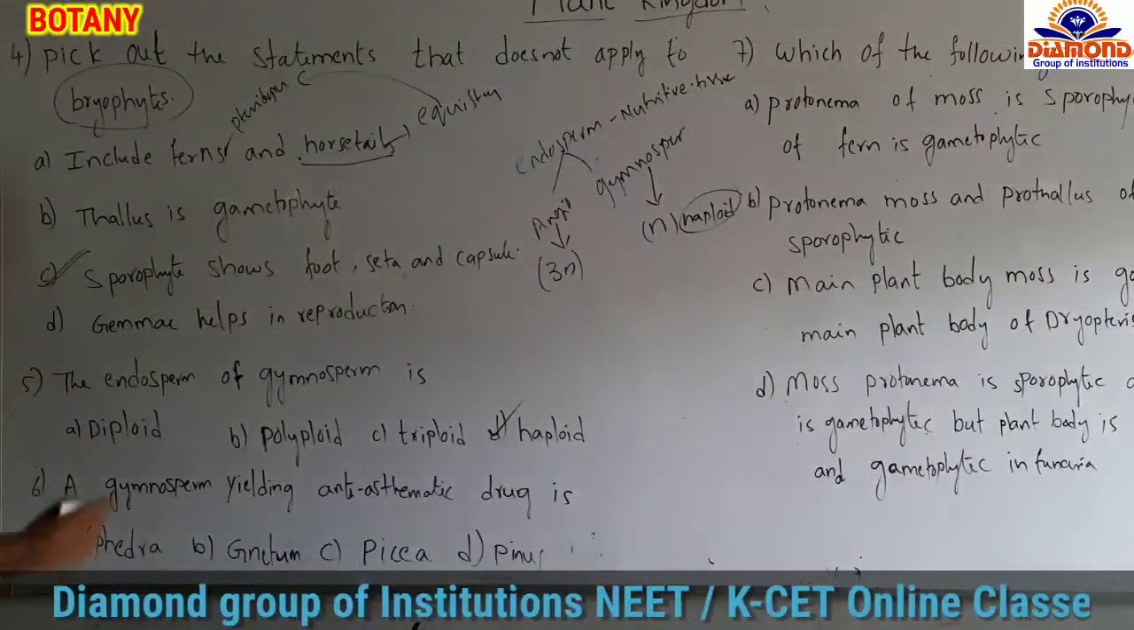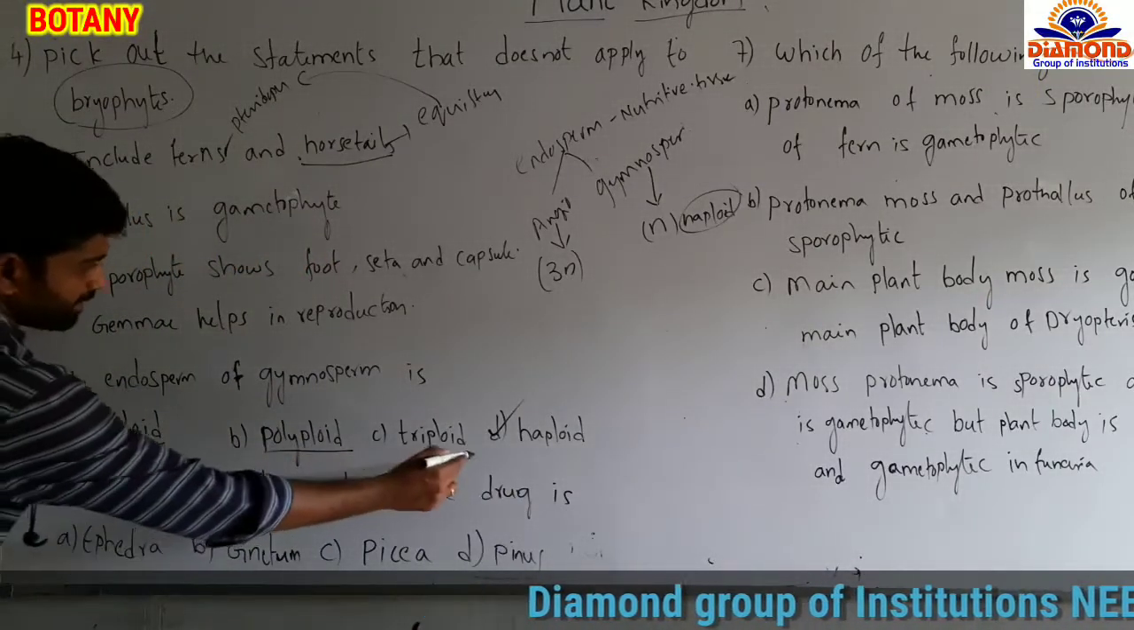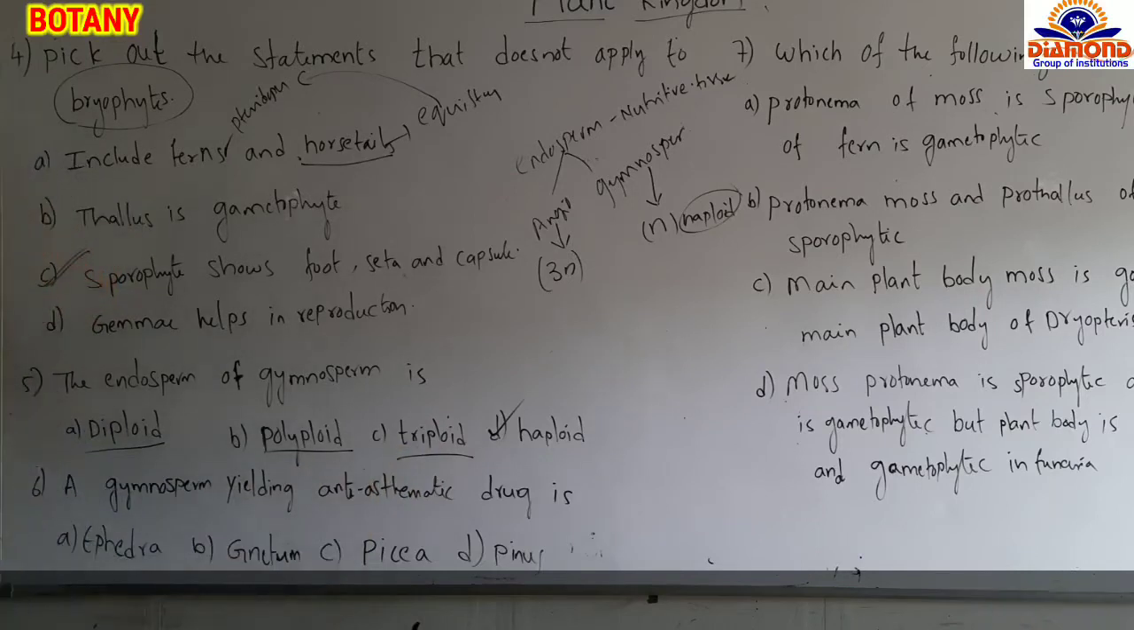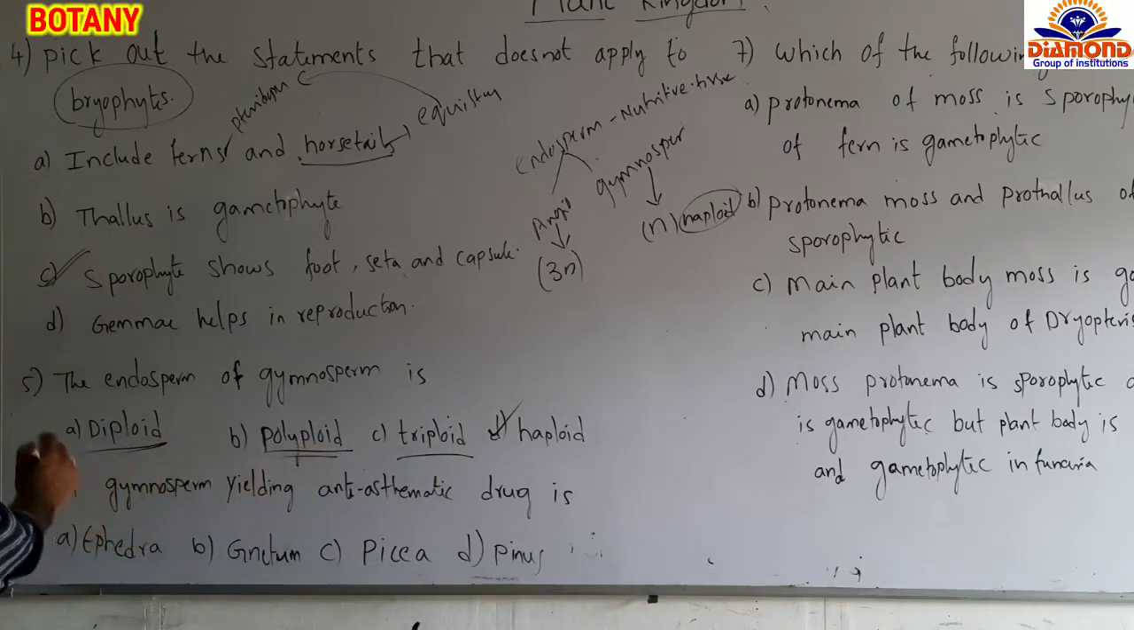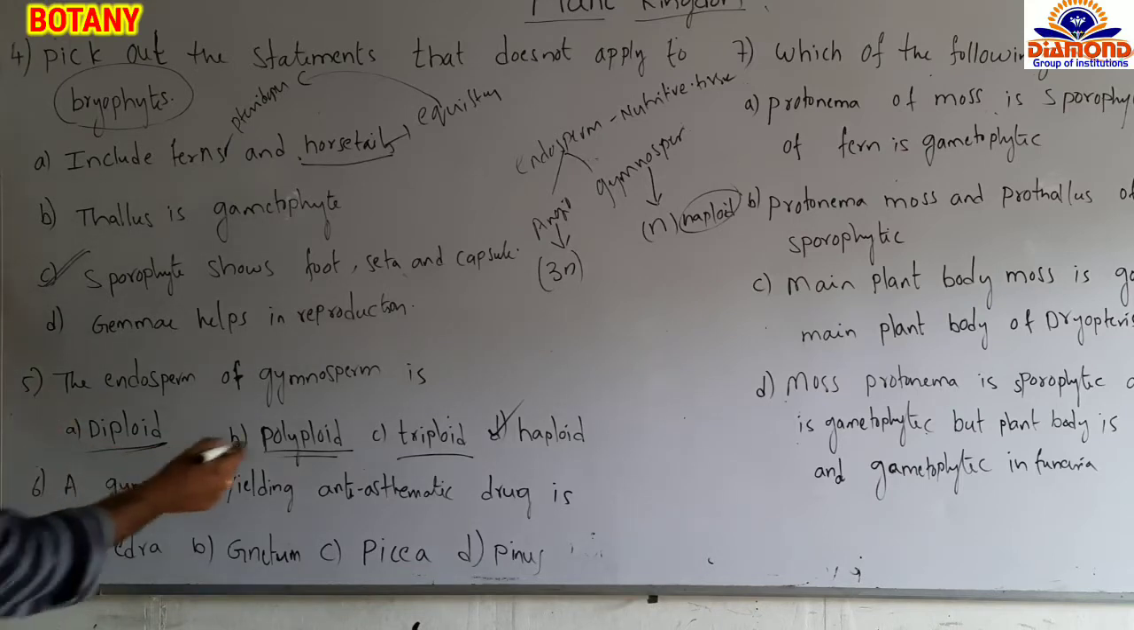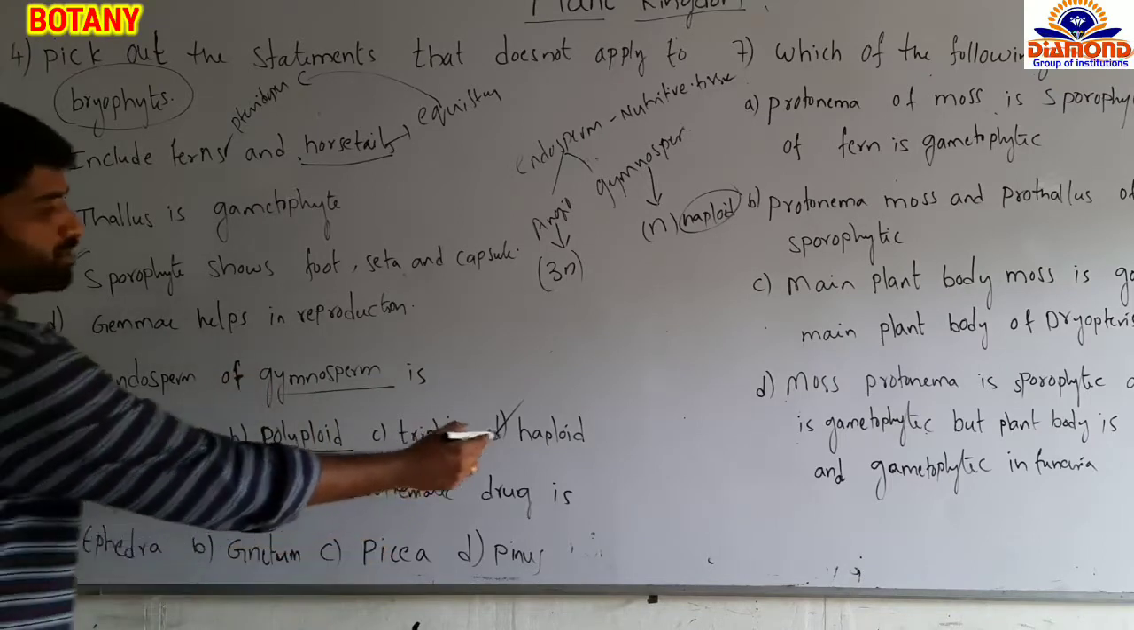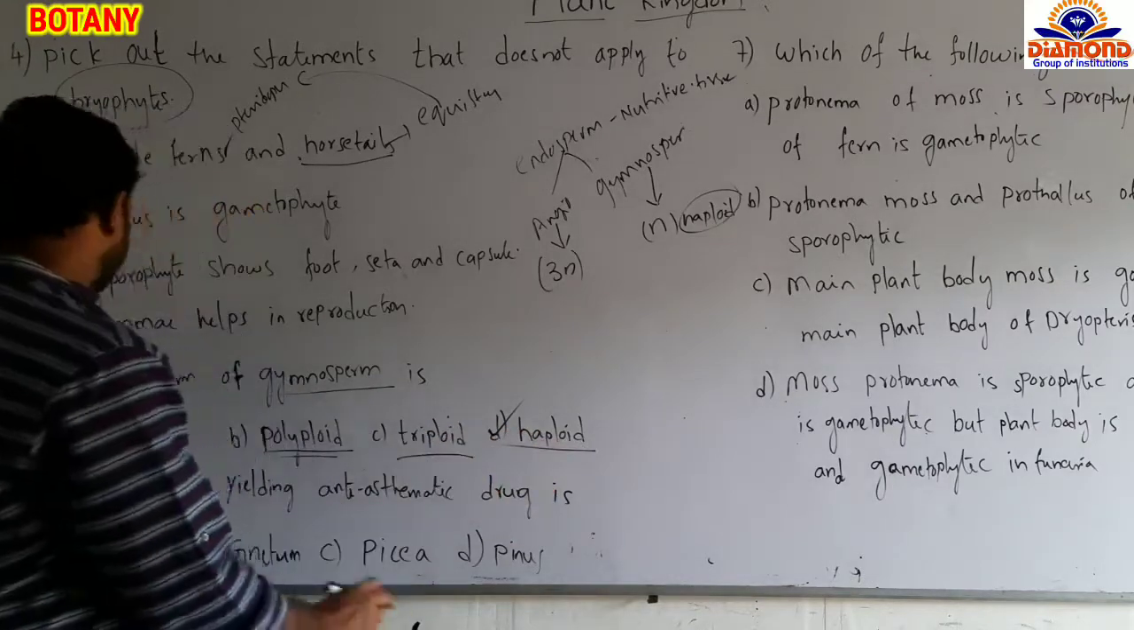So when we look at diploid, polyploid and triploid, triploid belongs to the angiosperms, and polyploid and diploid as well. Some angiosperm plants will become polyploid through the hybridization mechanism. But the question is asked about gymnosperms only, so gymnosperms and haploid angiosperm.